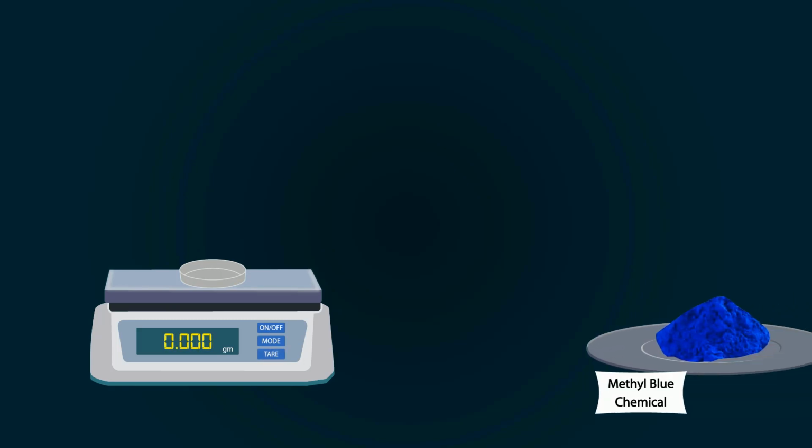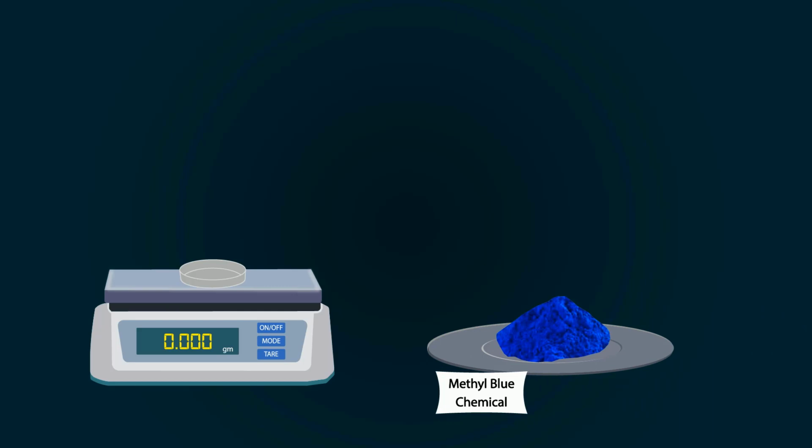First of all, take a weight balance, power it on. Put a petri dish on it, and don't forget to tare it. Now take methyl blue chemical from the stock bottle. You can put methyl blue into the petri dish with the help of a spatula. Weigh precisely up to 1 gram.